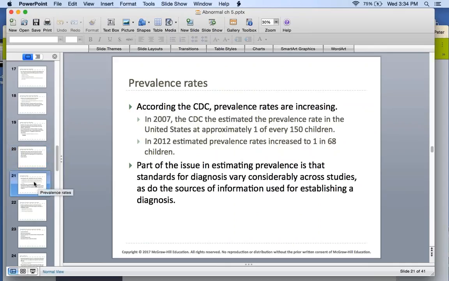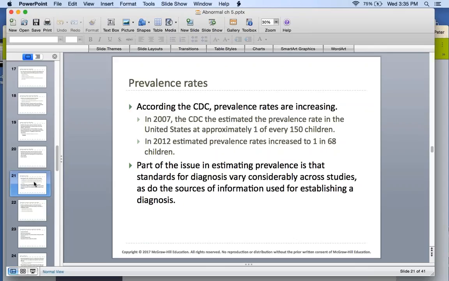Okay. According to the CDC, prevalence rates are increasing. In 2007, the CDC estimated the prevalence rates in the US were approximately 1 of every 150 children. In 2012, the rates increased to 1 in 68. Part of the issue in estimating prevalence is that standards for diagnosis vary considerably across studies, okay? As do the sources of information used for establishing a diagnosis. So while we see that it looks like this is increasing, we don't actually know that.